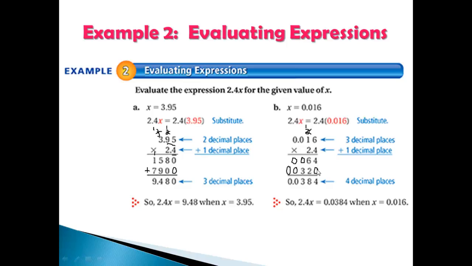Now when we add this up, 4 plus 0 is 4, 6 plus 2 is 8, 0 plus 3 is 3, and then 0 plus 0 is 0, and nothing plus 0 would be 0. Now for our decimal, for the first number we have 3 digits after our decimal, and for the second number we have 1 digit after the decimal. 3 plus 1 is 4, so we move it up 4 places. 1, 2, 3, 4. So our answer would be 0 and 384 ten-thousandths.